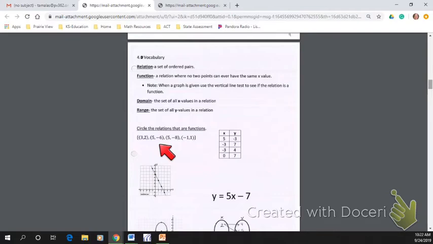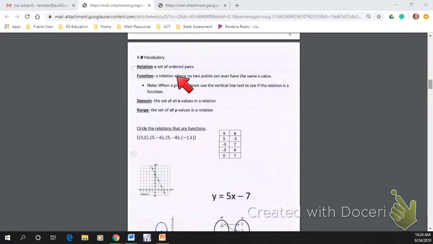Down here, there's a bunch of examples. What's a function? A relation where no 2 points can ever have the same x value. So what's a relation? A set of ordered pairs. A function is a set of ordered pairs where no 2 points can ever have the same x value. And that's what the vertical line test does for you, because if you have 2 points with the same x value, then you won't be able to draw a vertical line down through it without hitting both of them, okay?